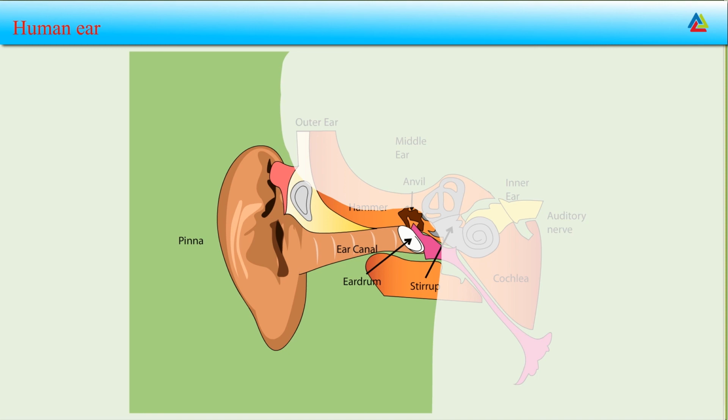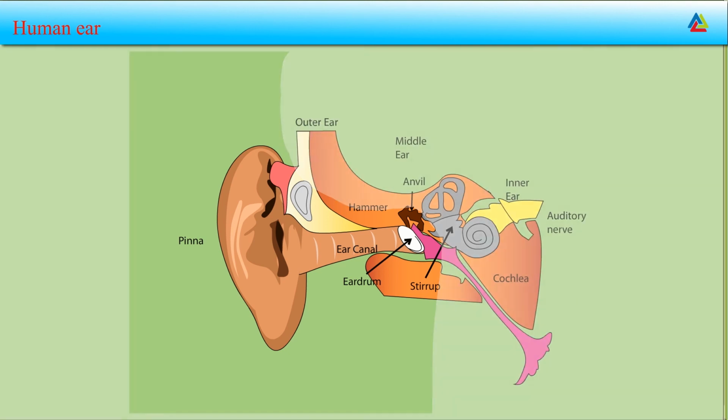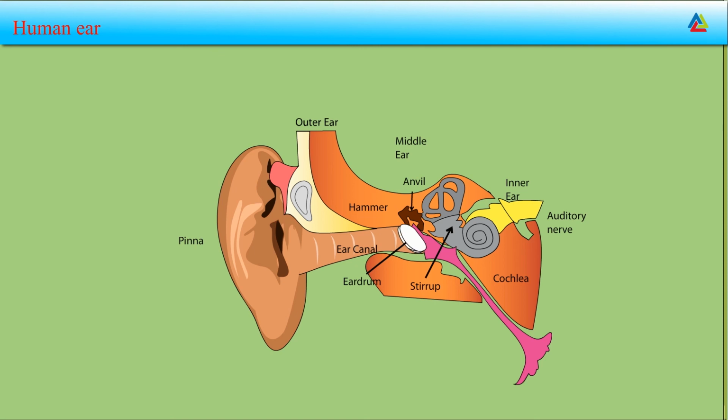At the end of the auditory canal, there is a thin membrane called the eardrum or tympanic membrane. During compression, the eardrum moves inward, while during rarefaction it moves outward. This is how the eardrum vibrates.